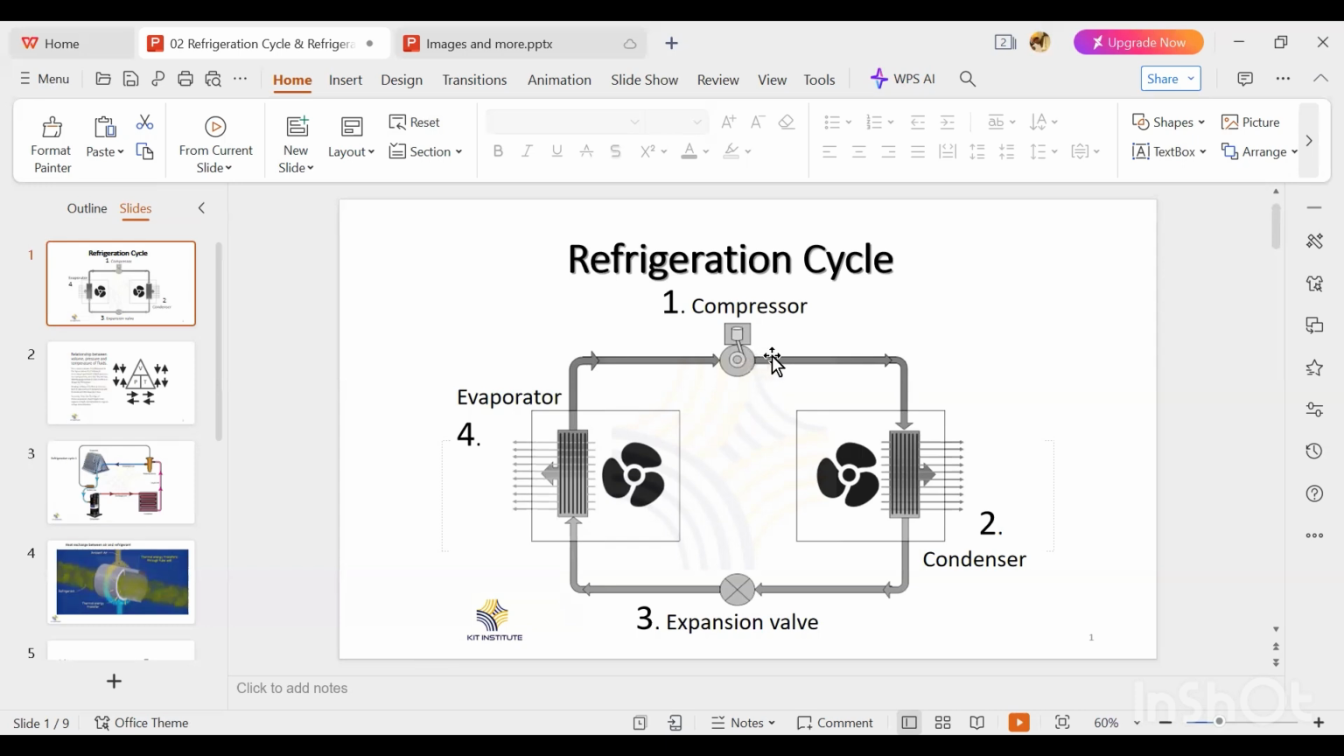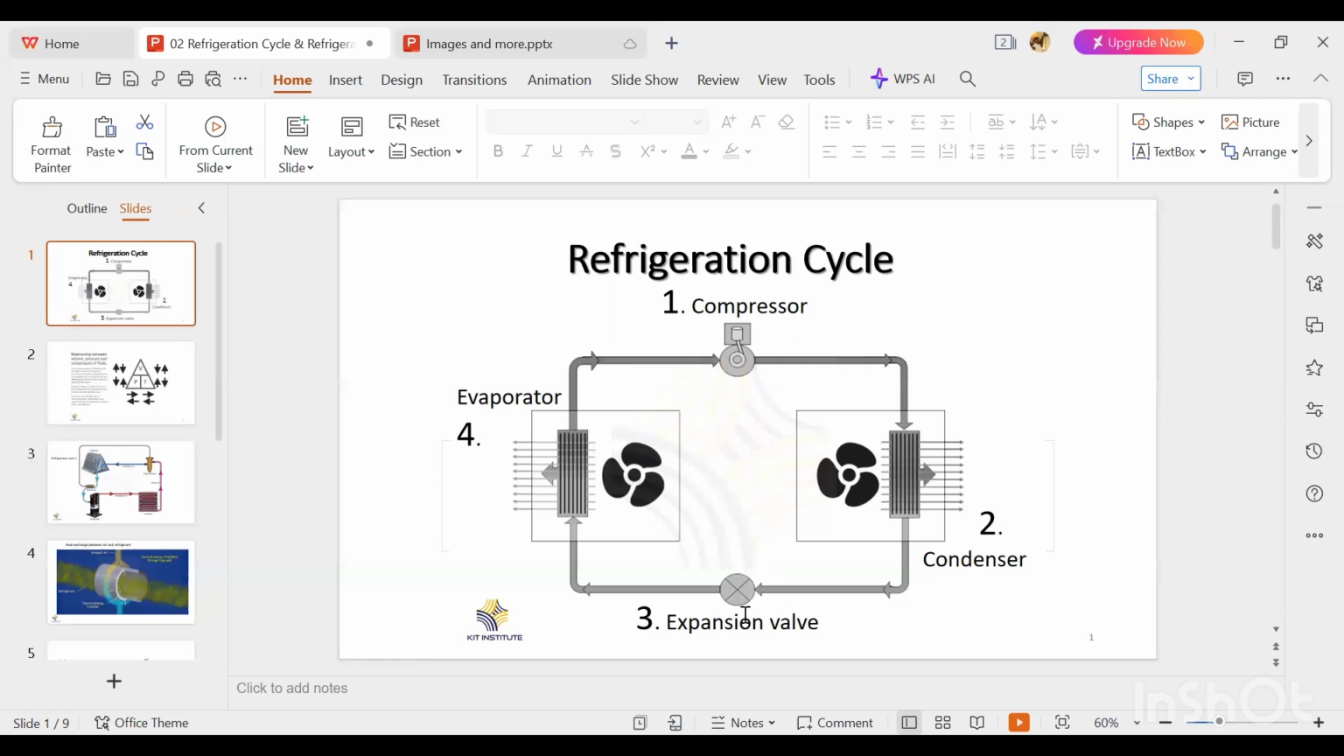That's why even this line out of the compressor is known as the hot gas line. It is very hot and at a very high pressure. The refrigerant exits the compressor at a very high pressure and very high temperature.